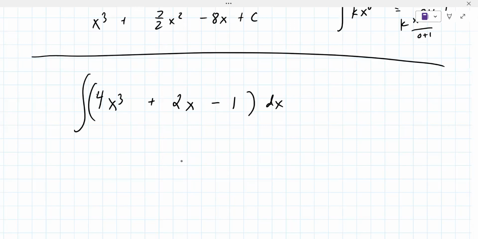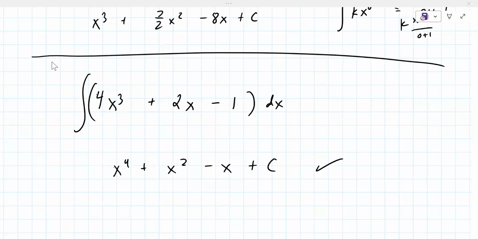How are you doing on this one? I think I got it. All right, what's your final answer? X to the fourth plus x squared minus x plus c. You got it. Good. Awesome. All right, so number two, we'll look at from your paper there.